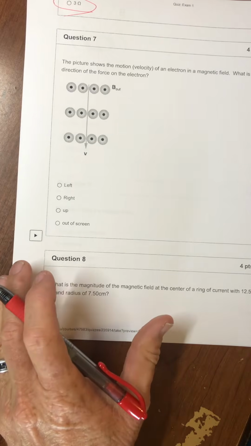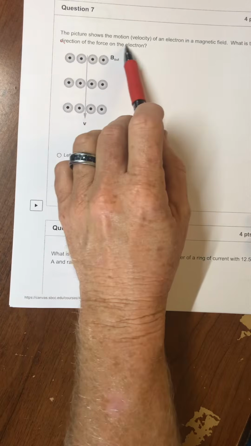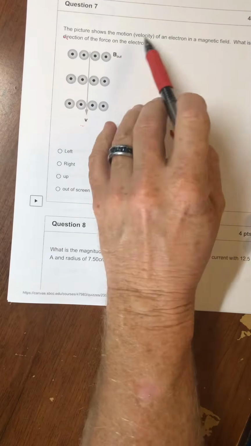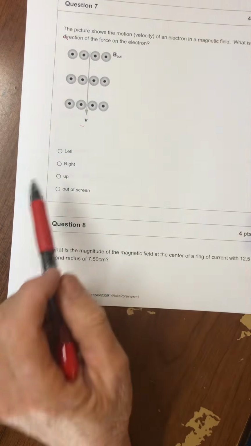All right. Question 7 says the picture shows the motion, that is the velocity, looks like it's pointing down, for an electron in a magnetic field, and we've got dots coming out. What is the direction of the force?